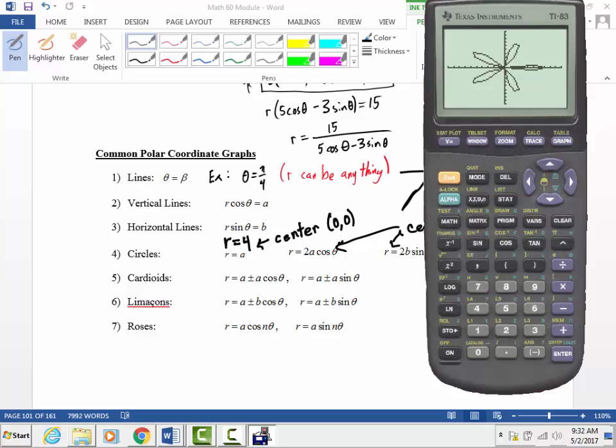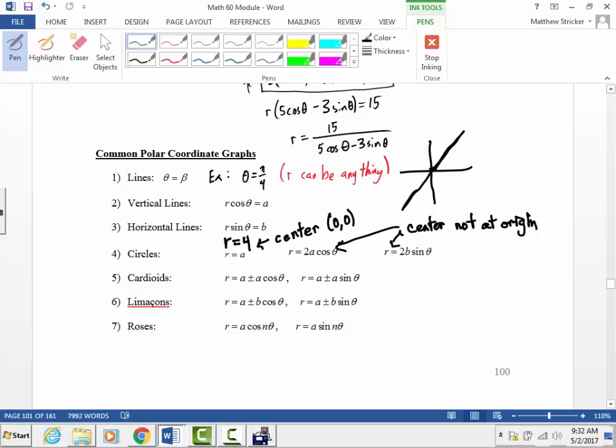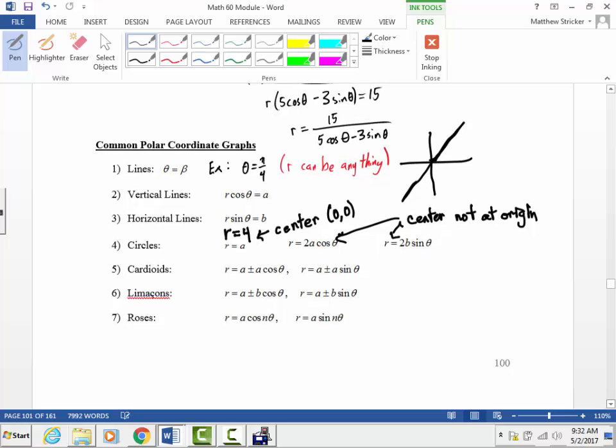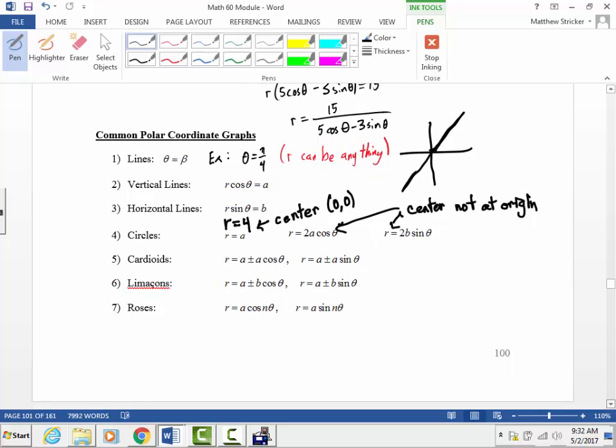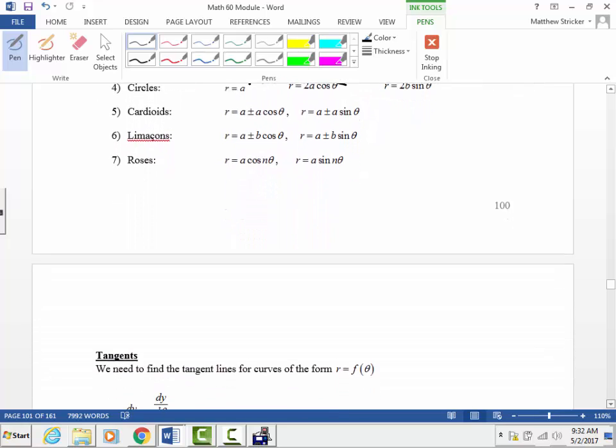Oh, heck no. Just looking at that, I'm like, no way. All right, so let's jump over to the last page here. I like this. That's cool.